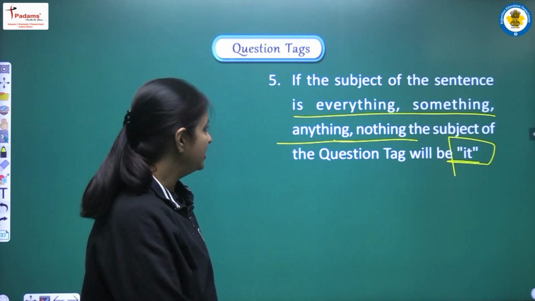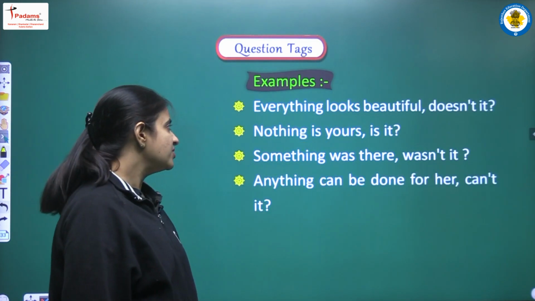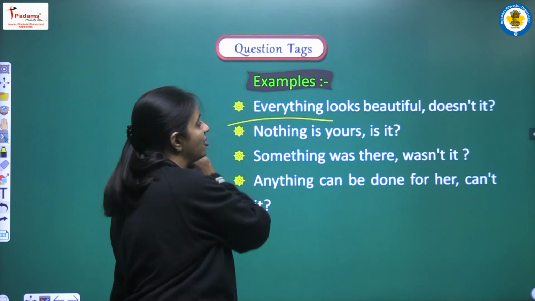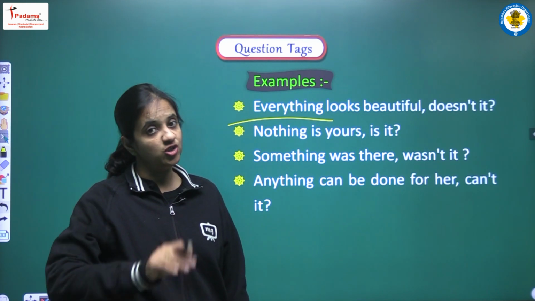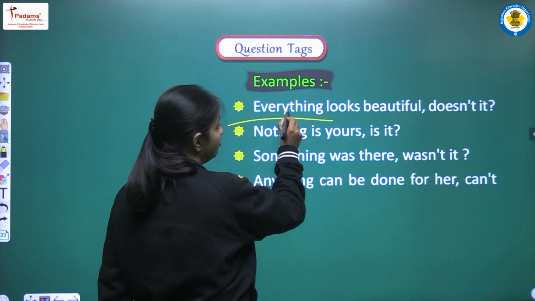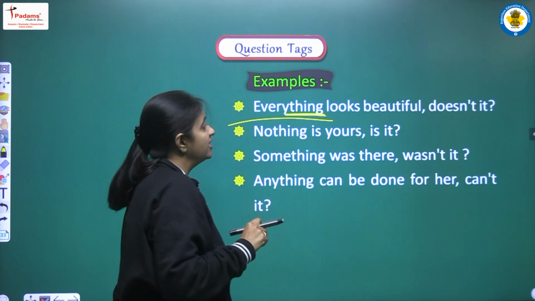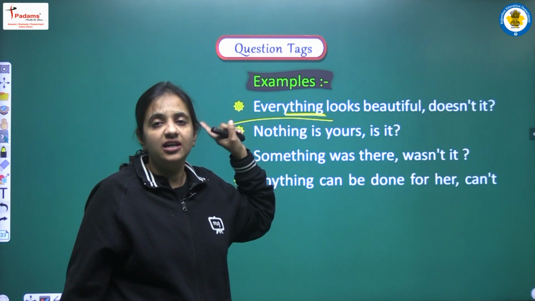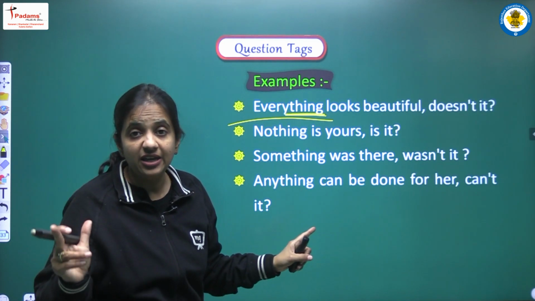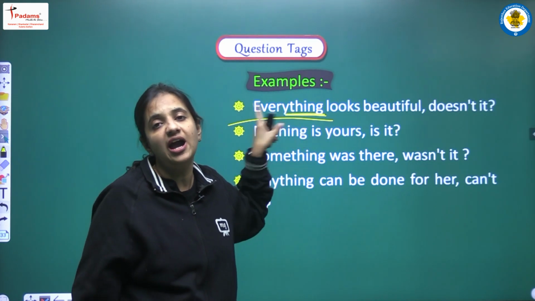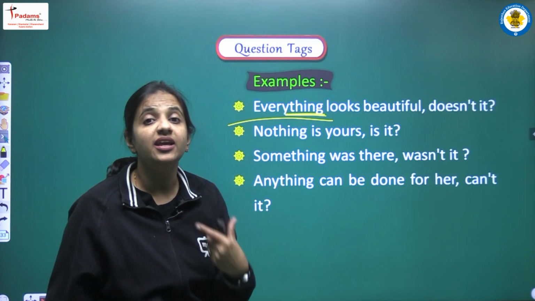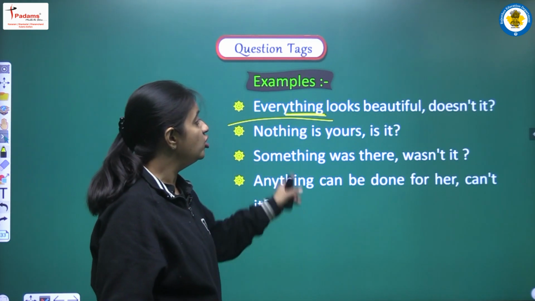All right, so let's see some examples here. First one is, everything looks beautiful. So here we are having everything. Students, don't get confused. Here we are talking about thing, right? Agar yahan pe everyone hota or everybody hota, then the appropriate pronoun will be they. But here we are having thing. We are talking about everything. So now the appropriate pronoun will be it.